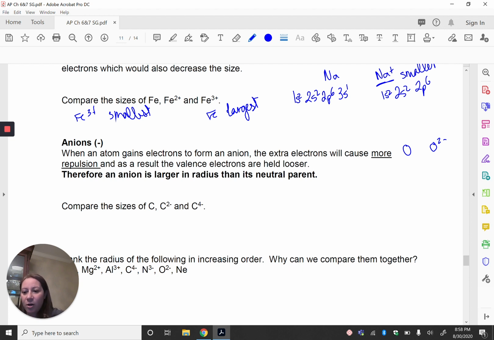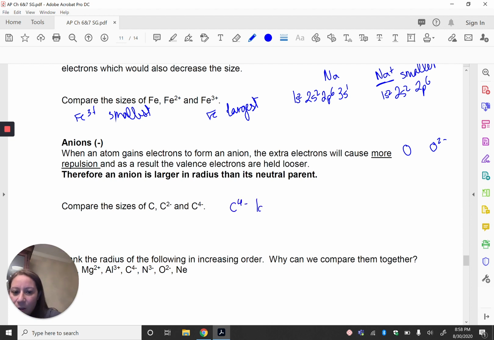Well, it's kind of the same argument as the top one. Having a negative charge means you've gained electrons. Same number of protons still in the nucleus, but you've gained more electrons, and therefore you have more electron-electron repulsion, and so the net attraction between the nucleus and the valence electrons gets weaker. So when an atom gains electrons to form an anion, the extra electrons cause more repulsion, and as a result the valence electrons are held looser, net attraction is weaker, and so the anion is larger in size than its neutral parent.